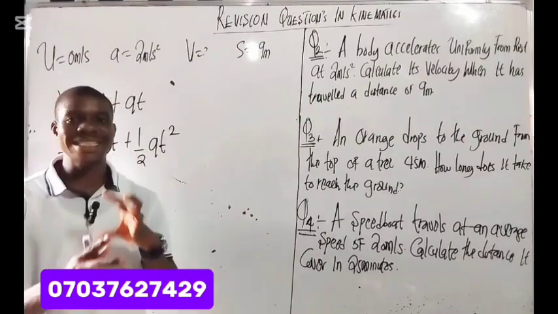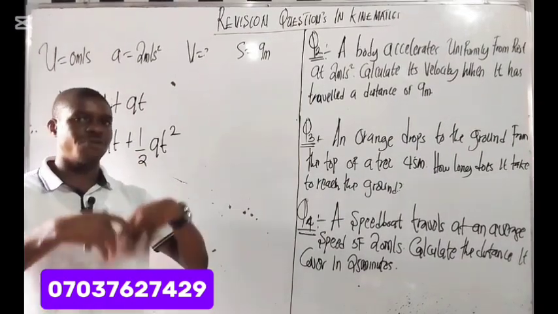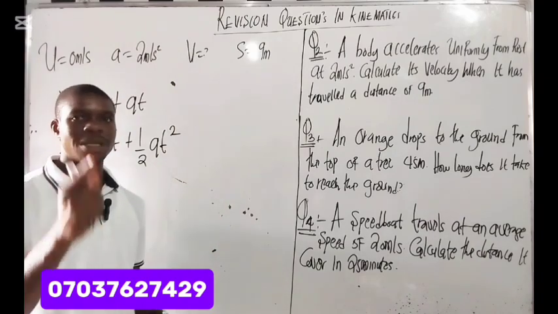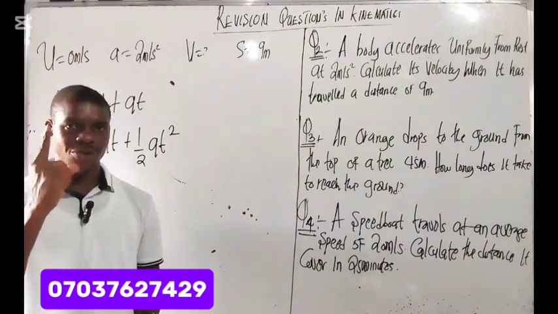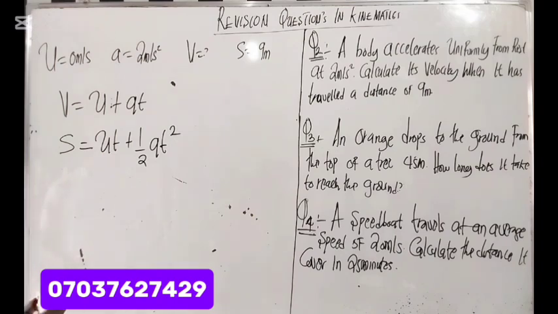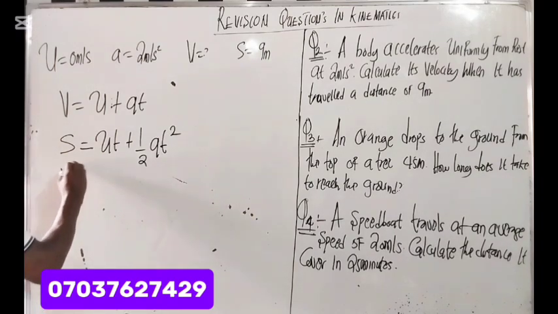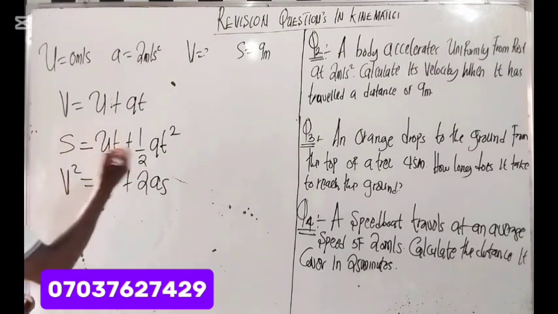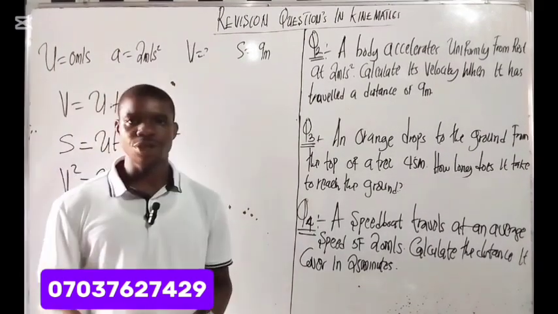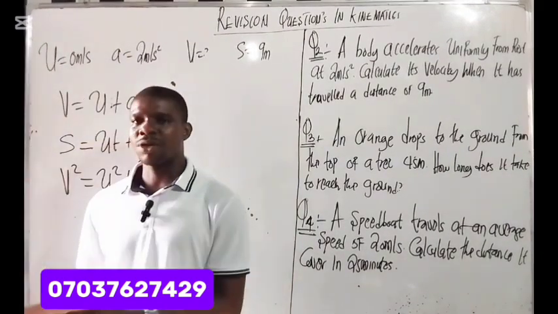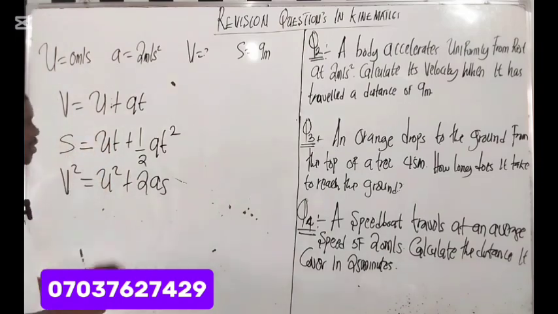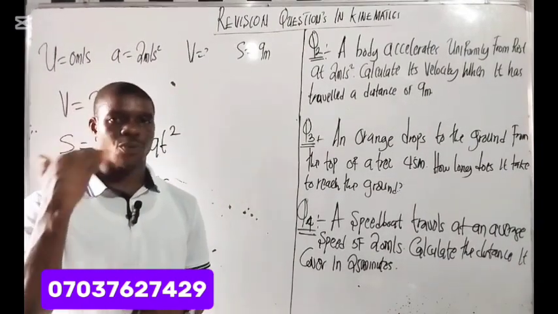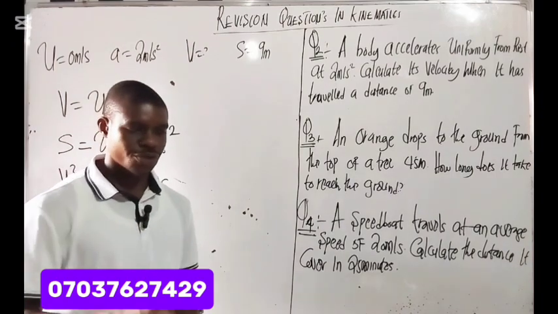Now look at something here. All these are derived. I'm not deriving them here; you have to know them. Remember, you may be asked for the derivation in your exam. The last one is v squared equals u squared plus 2as. So these are the 3 main equations of motion. Every other equation is derived from these 3. Depending on the parameters given to you, that is when you know the equation to use.